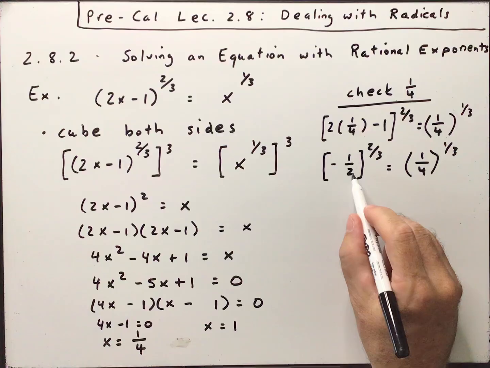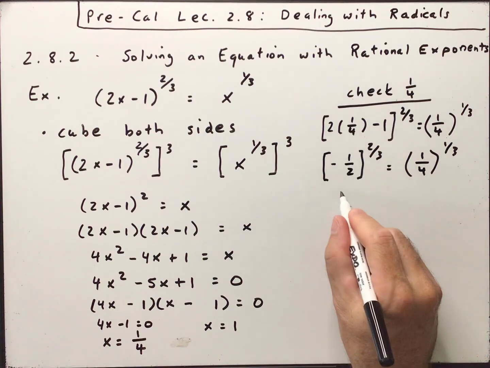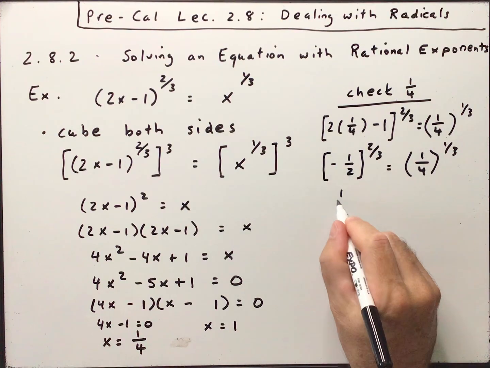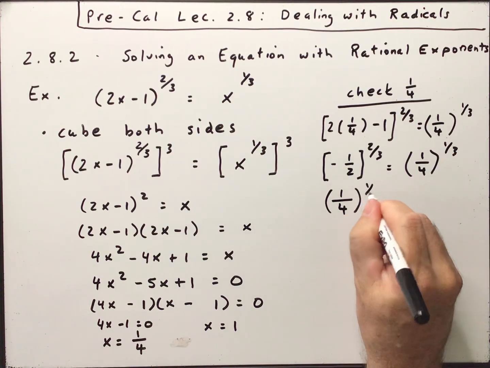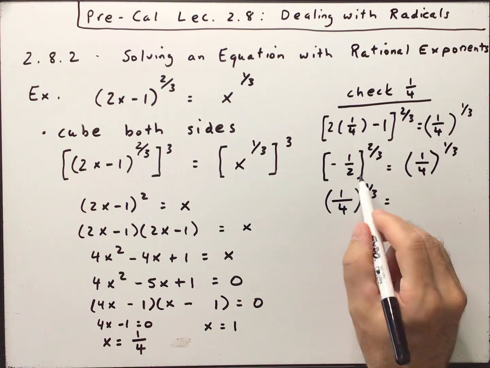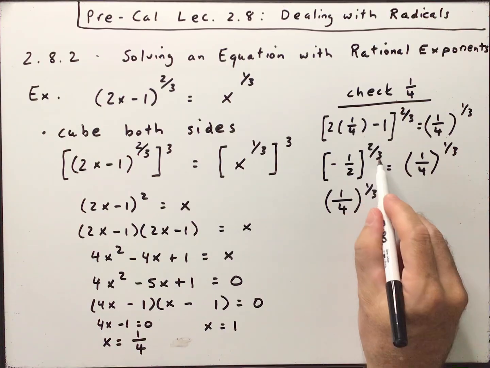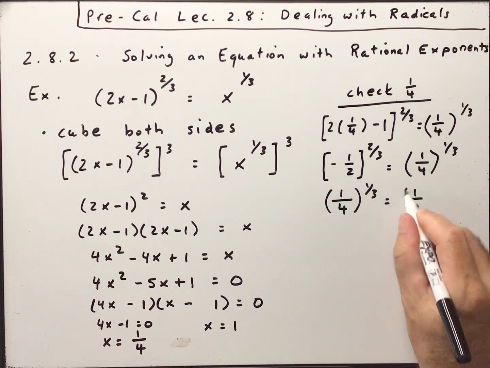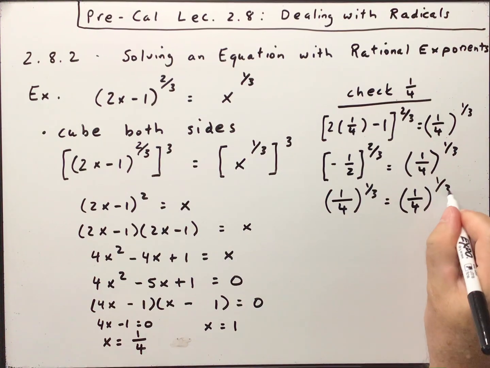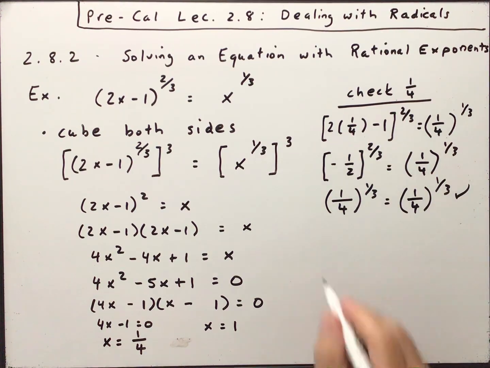Okay, well, -1/2 squared is 1/4. So that's 1/4 to the 1/3. So I square it first and then take the cube root, which is to the 1/3, is equal to 1/4 to the 1/3. So that does check.